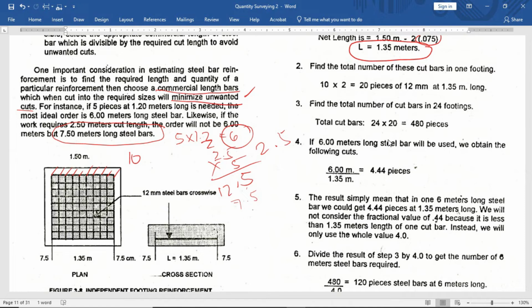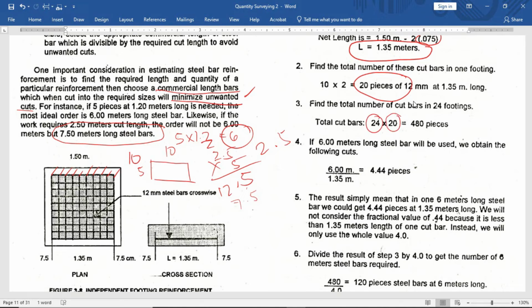Pag rectangular naman ito, example, pag ganito, direct counting yung mangyayari. Kung isang side is 10, dito is 5, so 15 totals lang yung bars natin. Since by direct counting, 20 pieces yung bakal natin, ang total ay 20 pieces for one footing. So, ang total cut bars natin is 24 times 20.